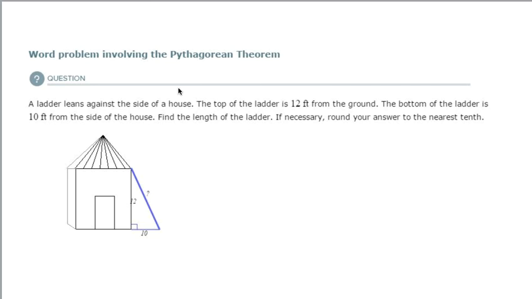A ladder leans against the side of a house. The top of the ladder is 12 feet from the ground. The bottom of the ladder is 10 feet from the side of the house. Find the length of the ladder. If necessary, round to the nearest tenth.